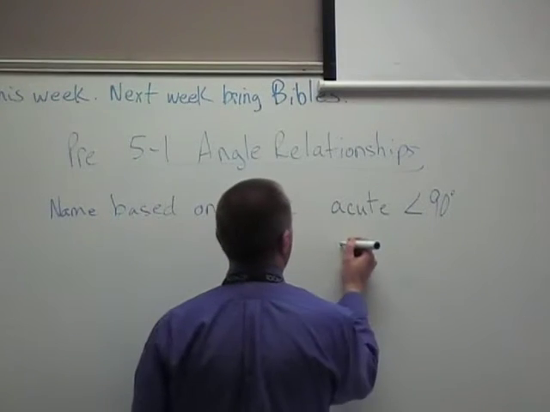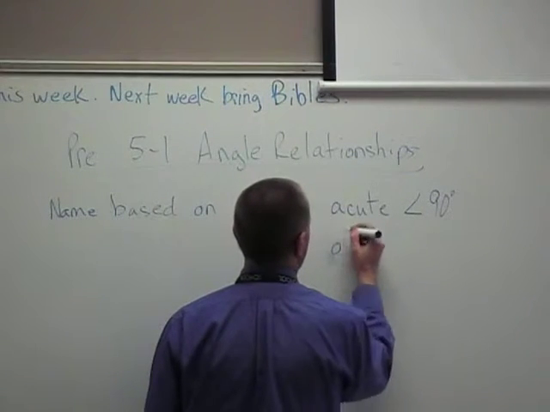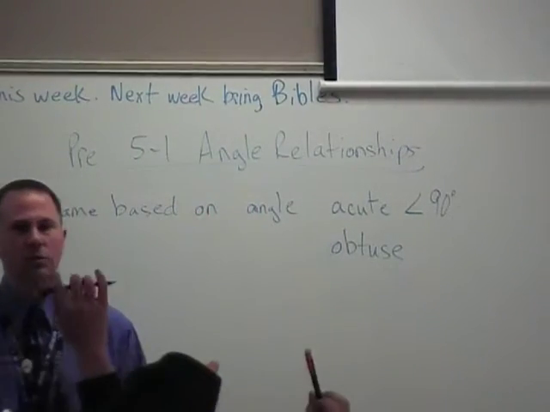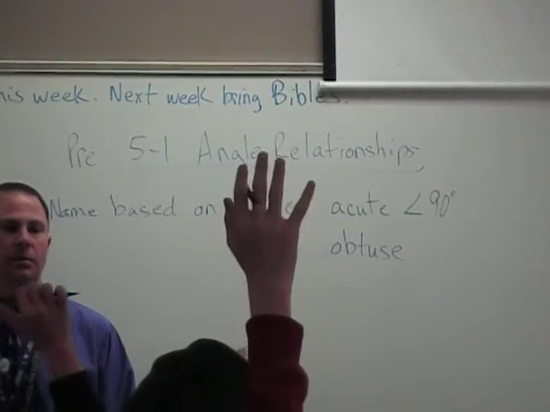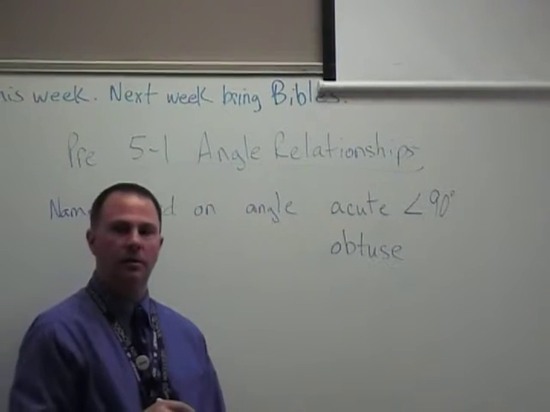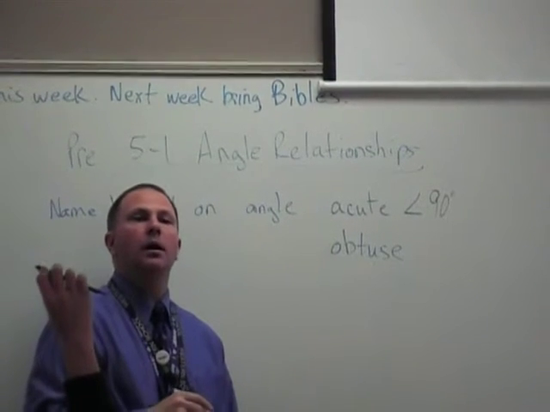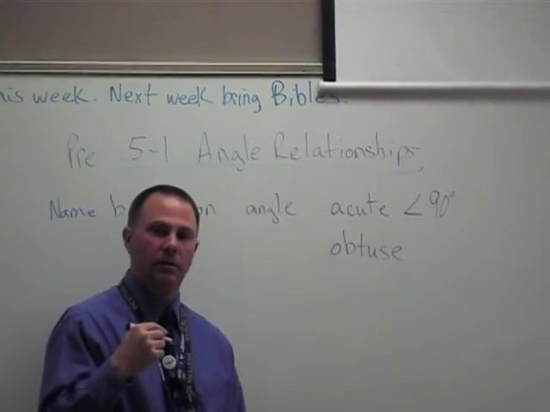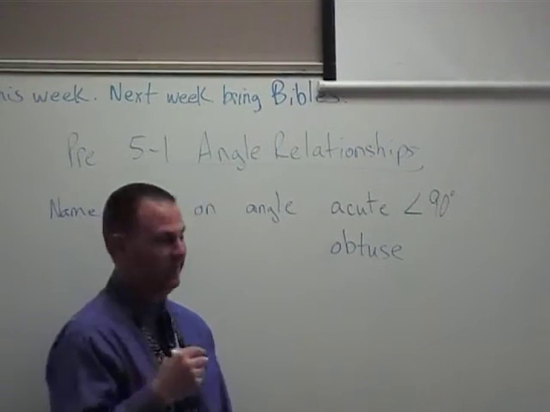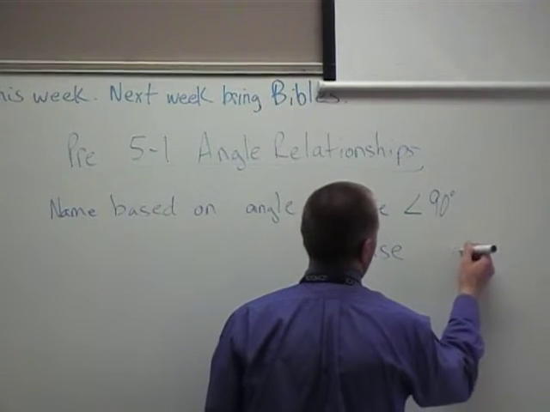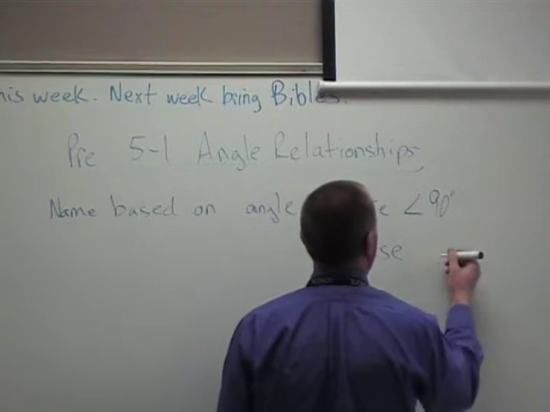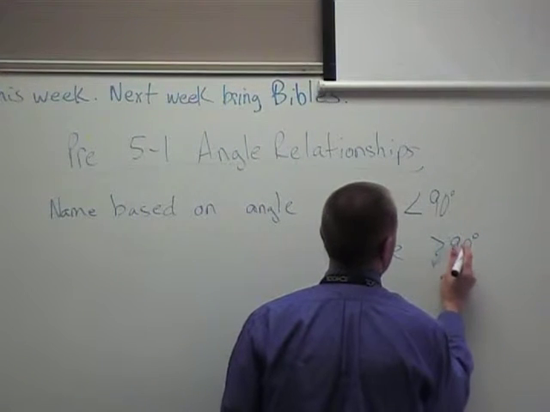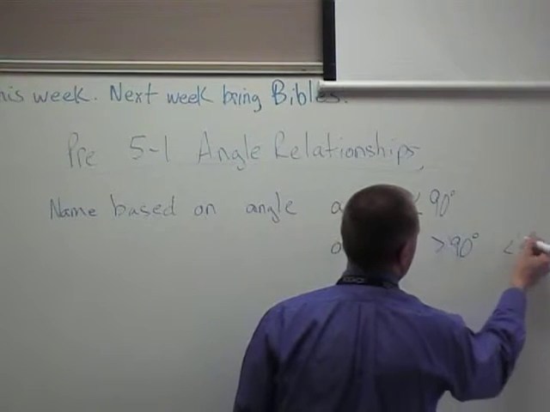All right, we also have obtuse. Now by a show of hands again, what is obtuse? More than 90 degrees. Greater than 90 degrees and less than 180. So your angle is greater than 90 degrees and less than 180.